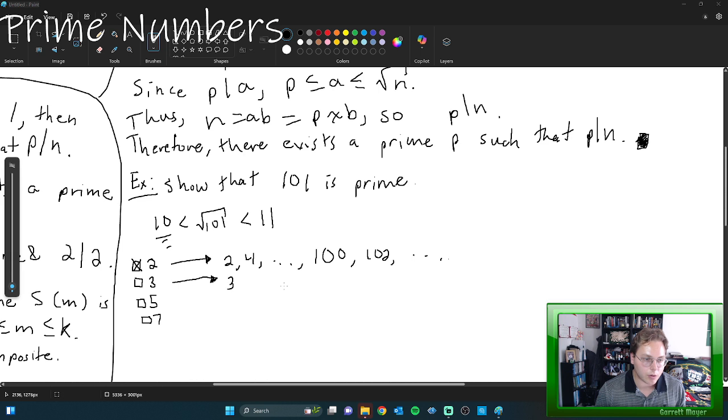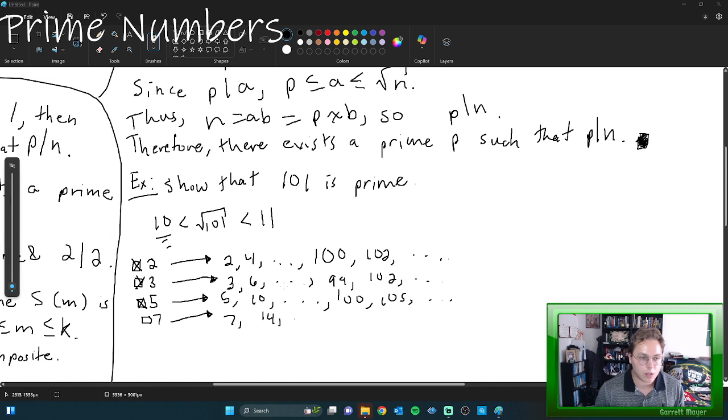For 3, we can do a similar thing. 3, 6, all the way to 99, 102. So 3 does not divide 101. For 5, we have 5, 10, 15, 20, all the way up to 100, 105. So 5 does not divide 101. 7. We have 7, 14, all the way to 98, 105. So 7 does not divide 101.